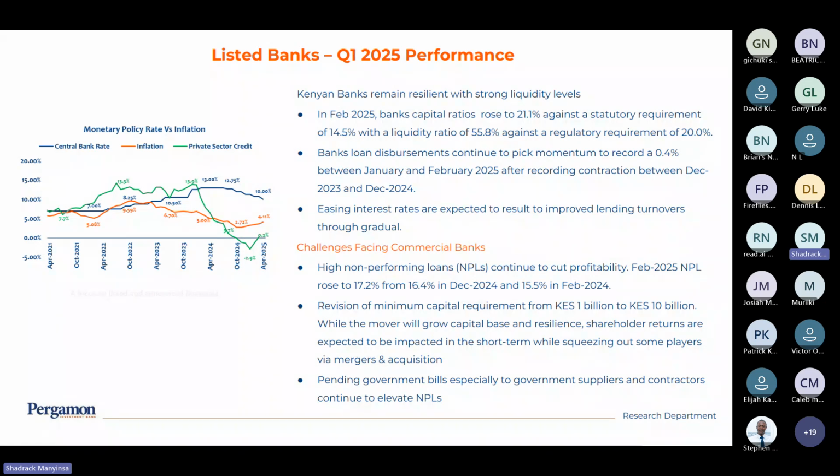Those were around three challenges, but the banking sector remained quite stable with very good ratios in terms of liquidity and also capital ratios. Actually, all the listed banks remain within the levels required by law.